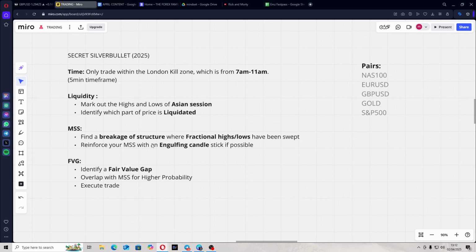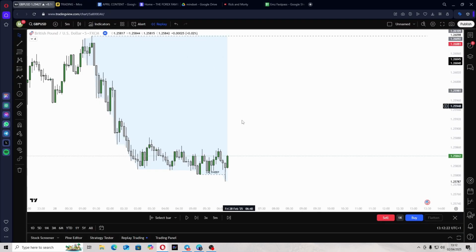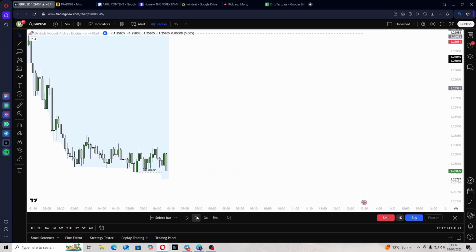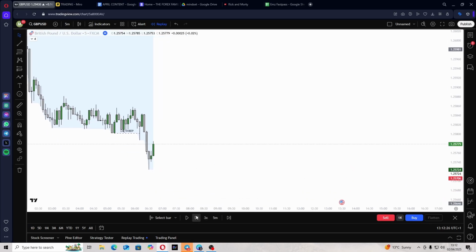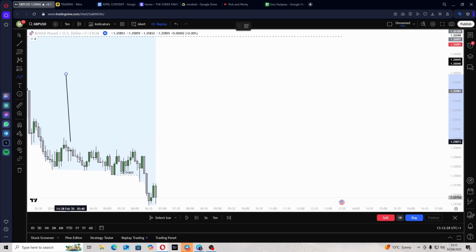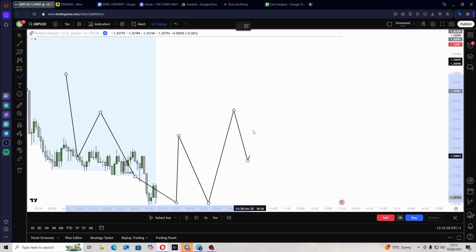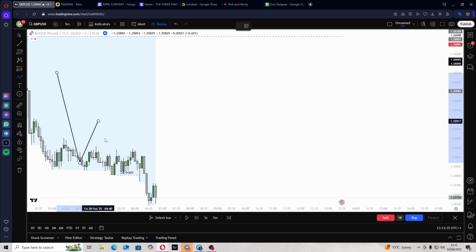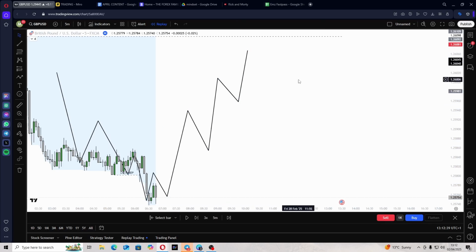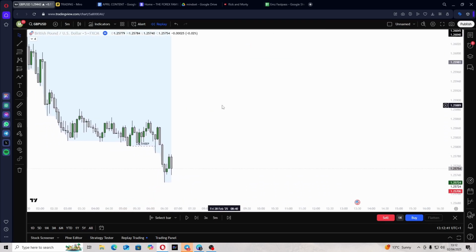And we can reinforce our market structure shift with an engulfing candlestick if it's possible, right? So this means we need to find a market structure shift towards the upside first of all. So it needs to be an action like this. This was a horrible drawing. Let me just draw that again. So we're looking for an action like this where price will actually go back up after going down. This is the reversal we're going to be trading.